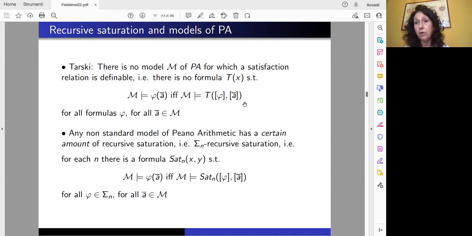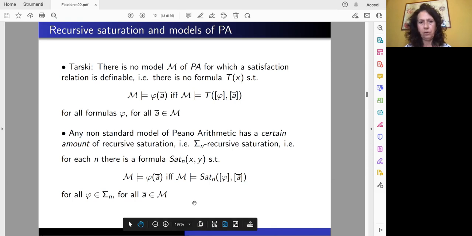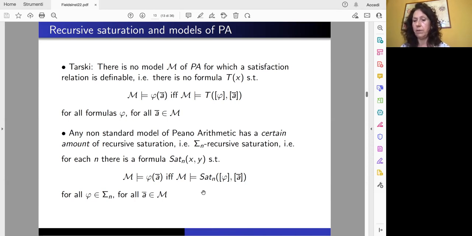Bounding the complexity of the formulas is to restrict the formulas to the classes that I mentioned at the beginning, where we apply induction to certain classes of formulas, and the complexity of the formulas is determined according to alternation of quantifiers. So for each n, we have a certain amount of saturation, and this is a powerful tool in studying non-standard models of Peano arithmetic.